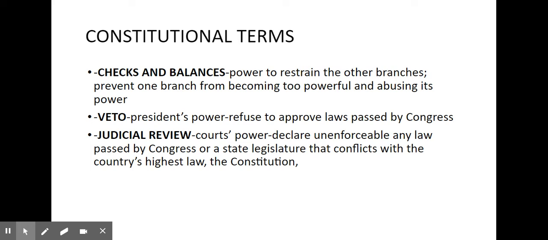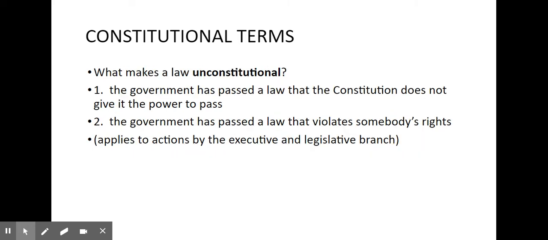Okay. These are just two examples, but that's one of the beautiful things about our government, this system of checks and balances that goes hand in hand with separation of powers. Now, let's talk about, if we get to the point where we determine a law is unconstitutional, what exactly makes a law unconstitutional? Well, number one, it disagrees with the Constitution. All right, the government has passed a law the Constitution does not give it the power to pass. Okay, if there is a direct violation of the Constitution out of the gate, that law is unconstitutional.